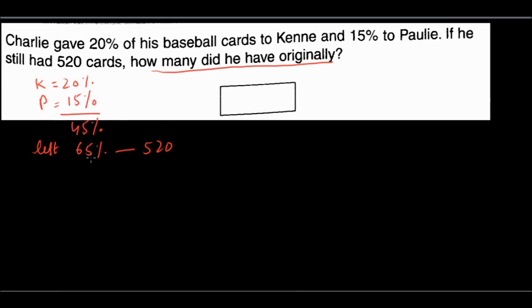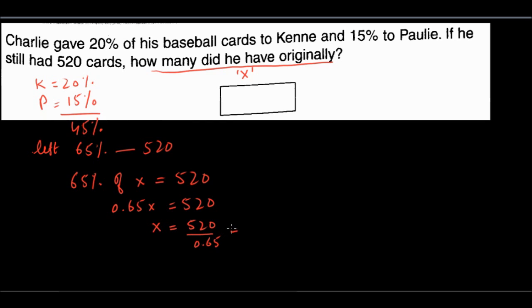Okay, so this is a question type where you know 65% of a particular number is 520. So let's say he had x originally, right? So you know 65% of x is 520. So similar process, take out percent, I have to divide by 100, which gives me 0.65 times x equals 520. Okay, so x equals, if I divide by 0.65 on both sides, I'll have 520 over 0.65, which comes out to be 800. Pretty straightforward, right?